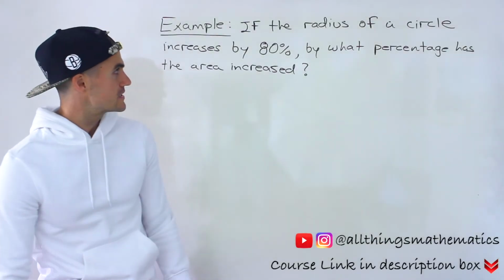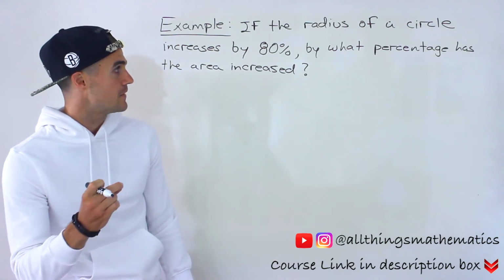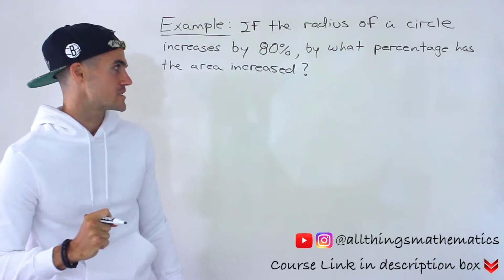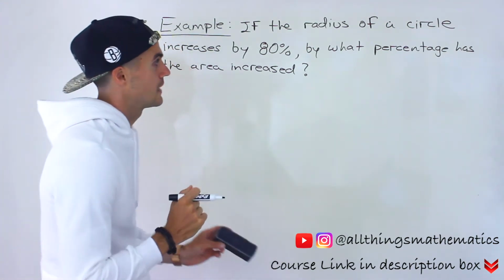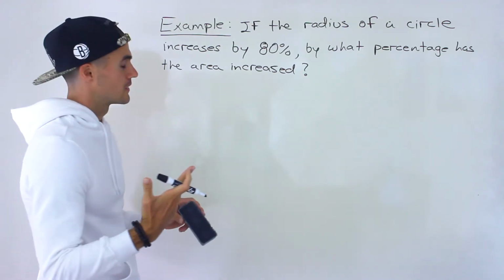Moving on to the next question. If the radius of a circle increases by 80%, by what percentage has the area increased? This is a pretty cool question, and there are different ways to go about it.